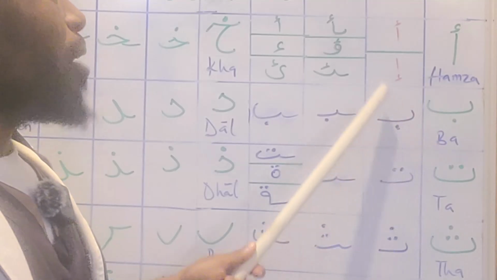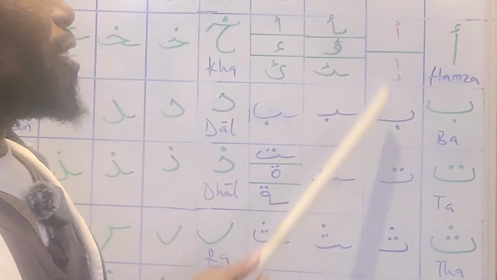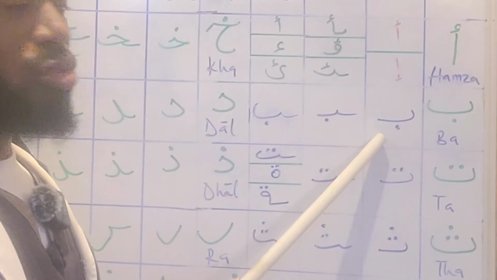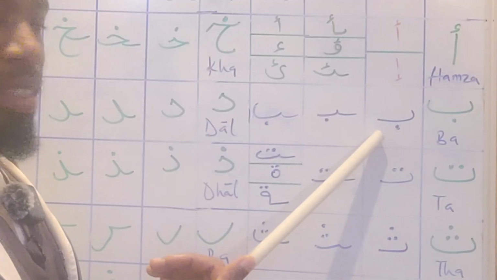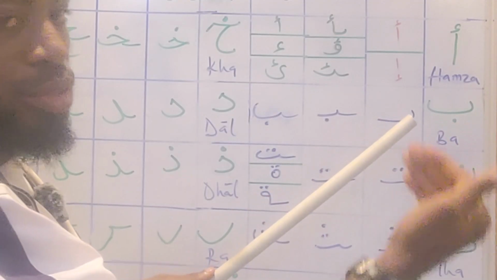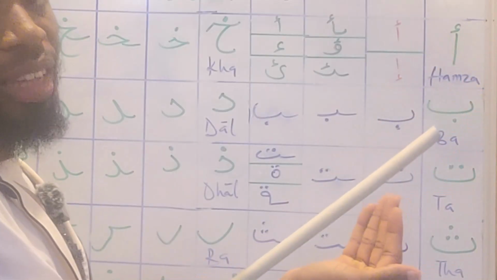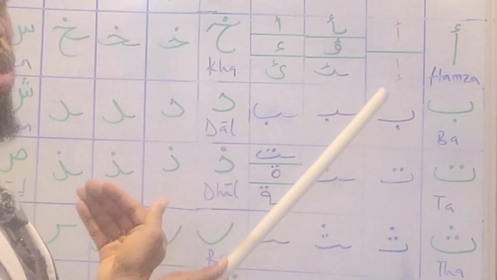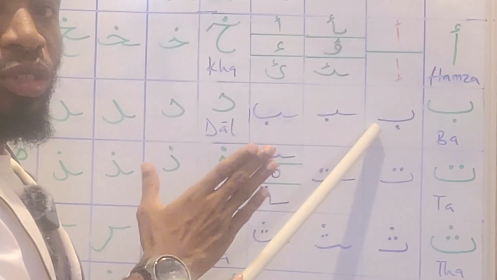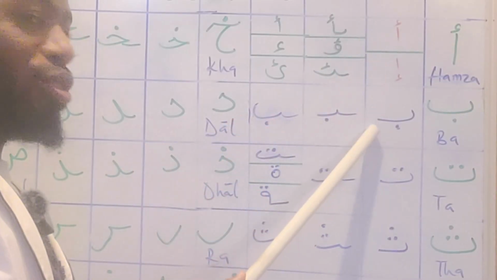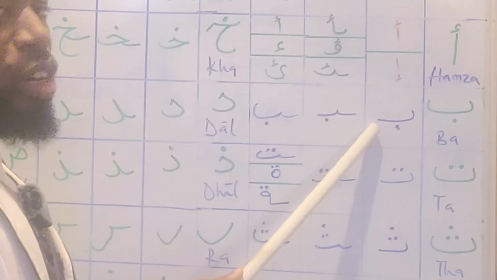Ba. Now, if you want to write ba at the beginning of the word, you write it this way, open-ended. The first end to the right is going to be a curved end, while the second end to the left is going to be open, ready to be joined with something else at the beginning of a word.